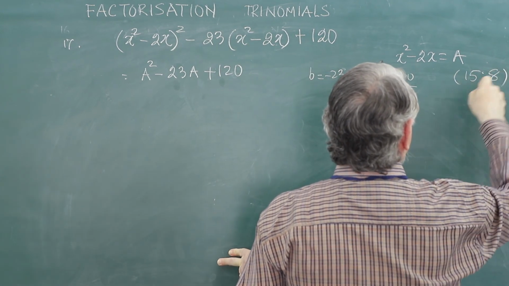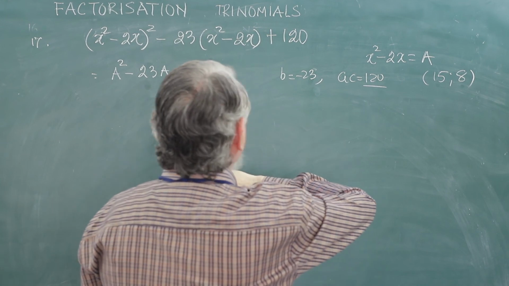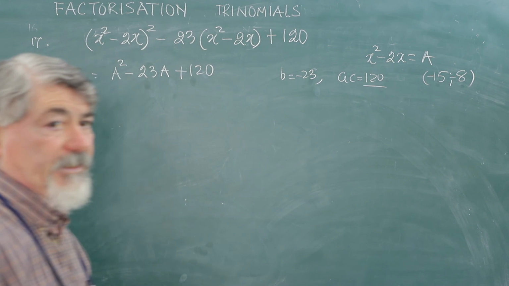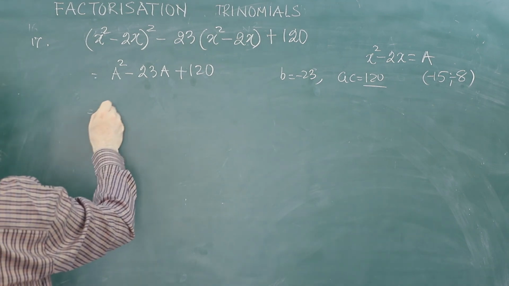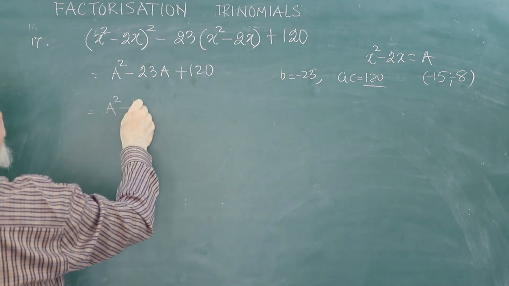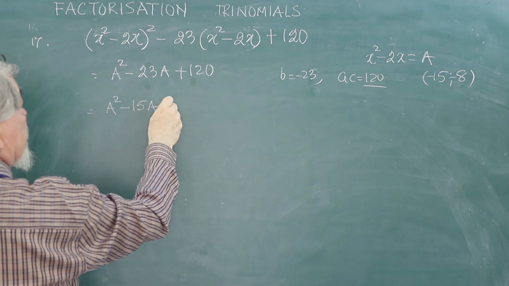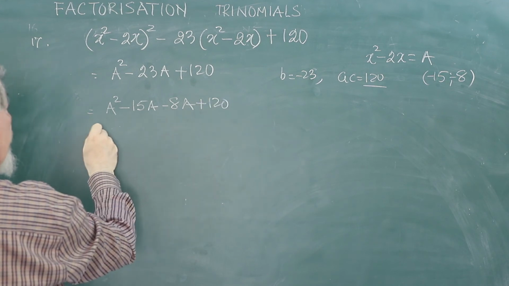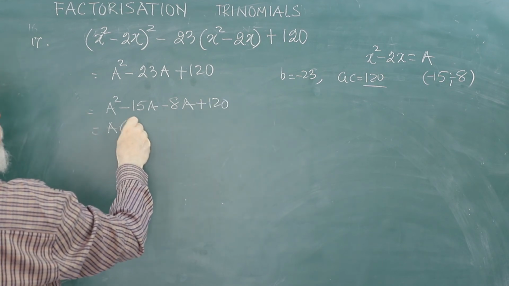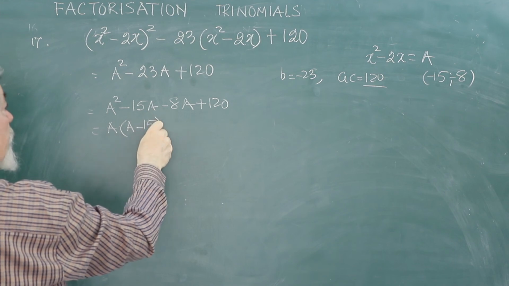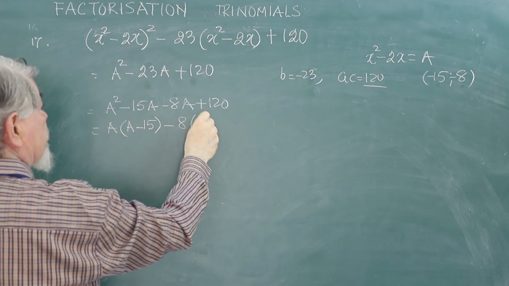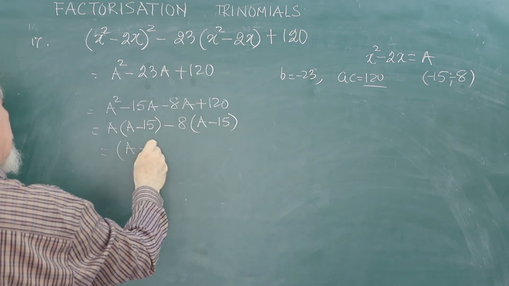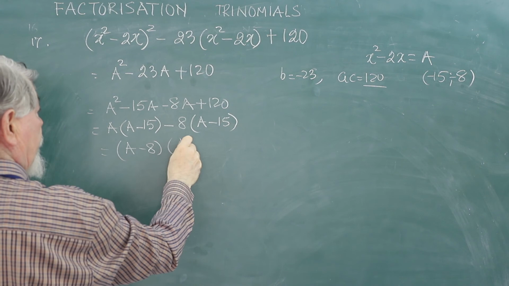15 8s are 120. 15 plus 8 will be minus 23, so it should be minus 15 minus 8. So it will be a square minus 15a minus 8a plus 120. A is common: a minus 15 minus 8, a minus 15. So a minus 8, a minus 15.